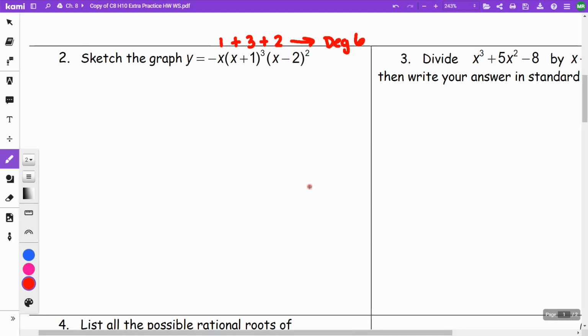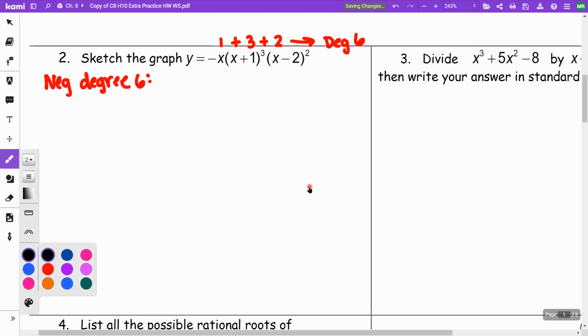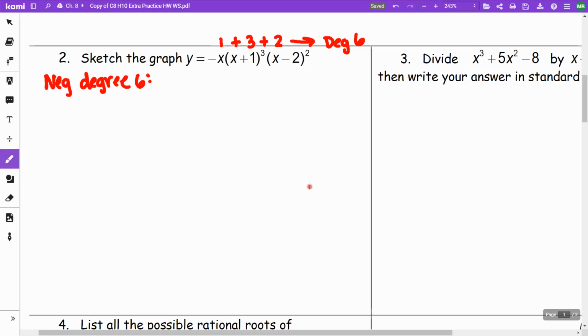Okay. So when I have a negative degree 6, I think of evens as parabolas and odds as lines. A regular positive parabola would be opening up, but we don't have a positive, we have a negative. So we want to think of it like an upside down parabola. We're going to be starting below, ending below. That's what's going to be happening.